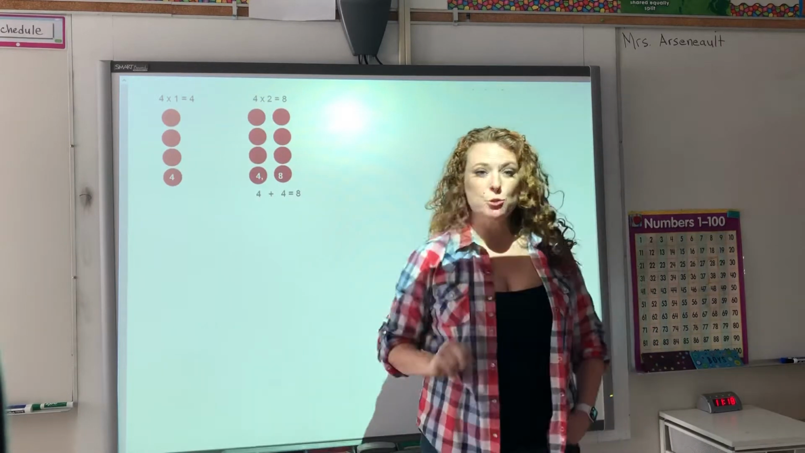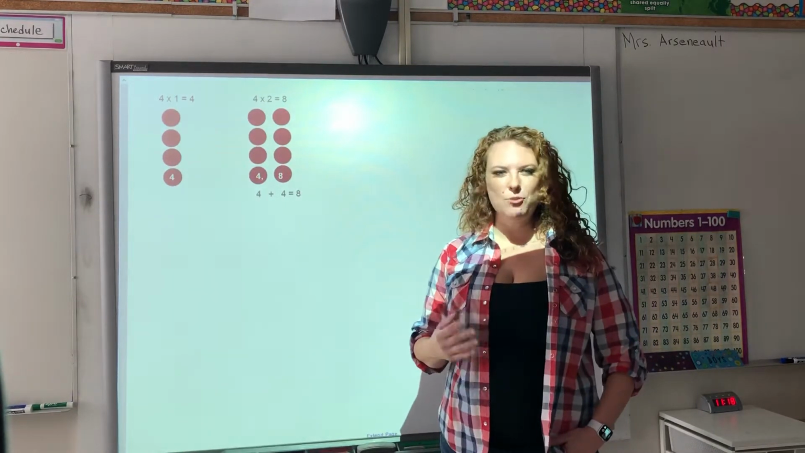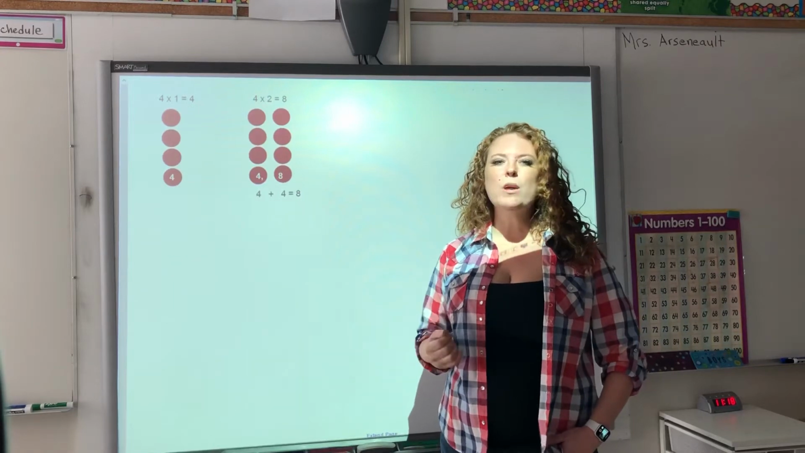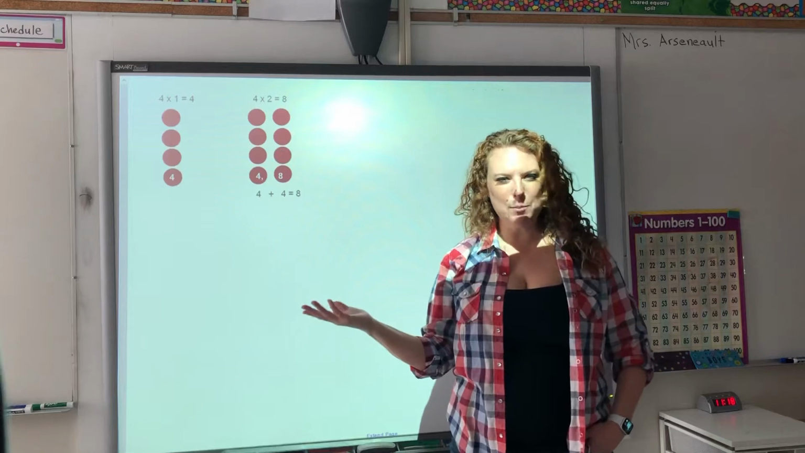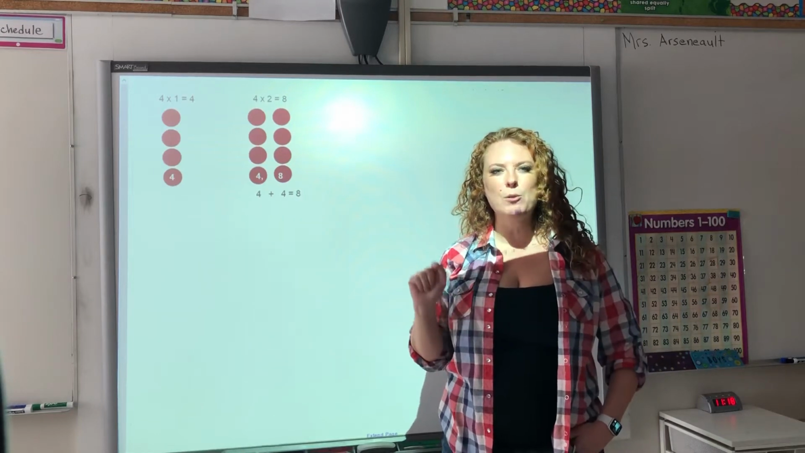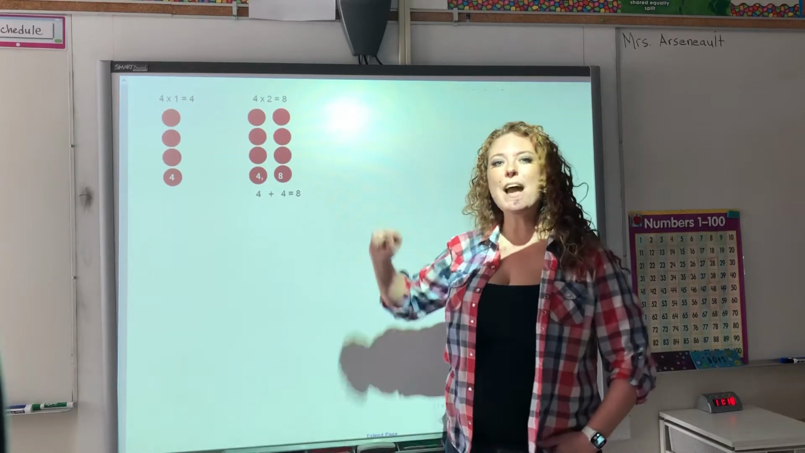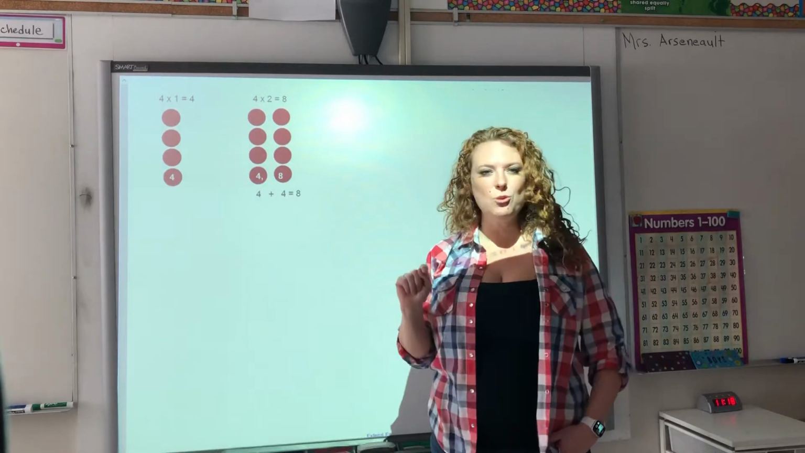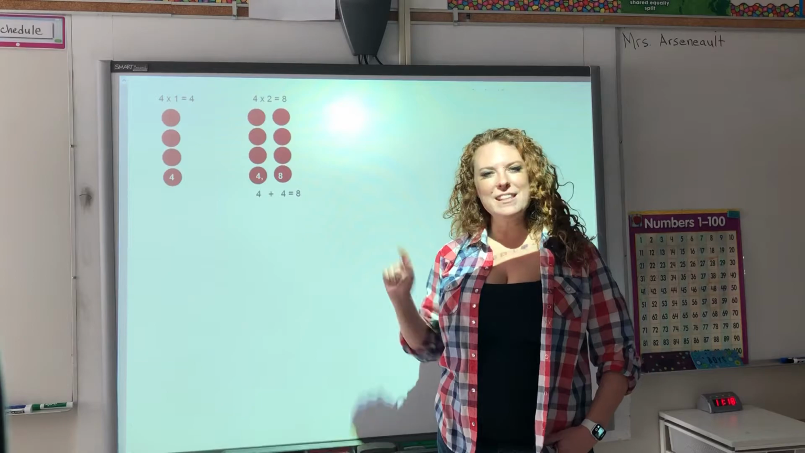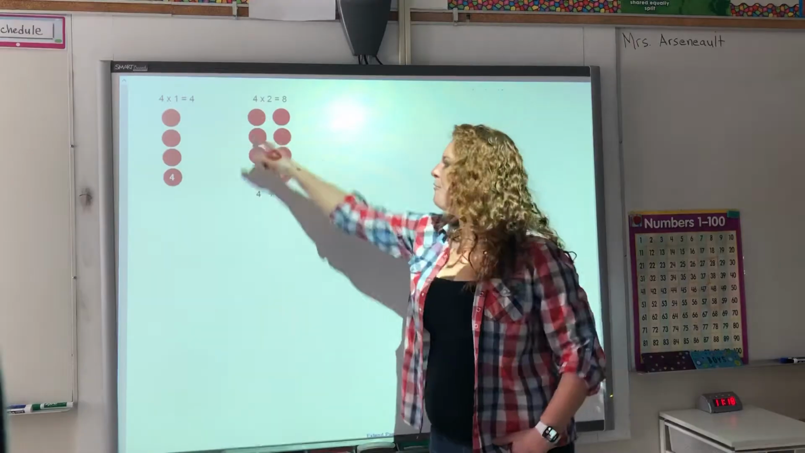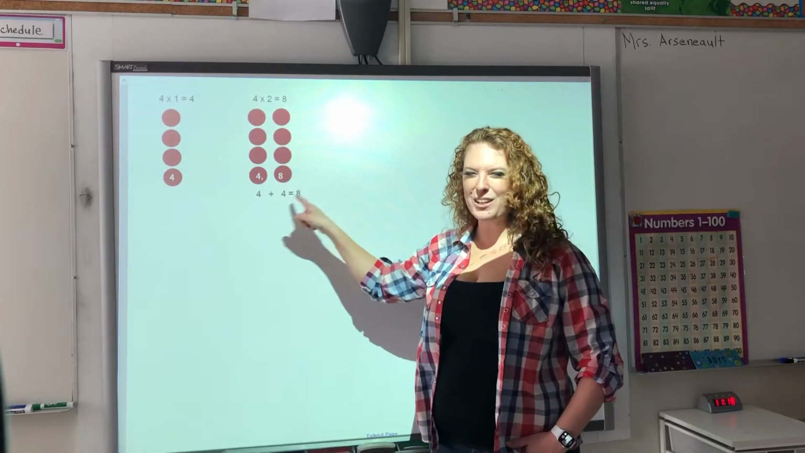Now I have 2 groups of 4, or I'm going to say 4 times 2. We already know when we have 2 of something, all we do is double it. Remember, multiplication is about equal groups. So I have 2 equal groups of 4. I already know that 4 doubled is 8. So again, this is another very easy one. 4 plus 4 more equals 8.